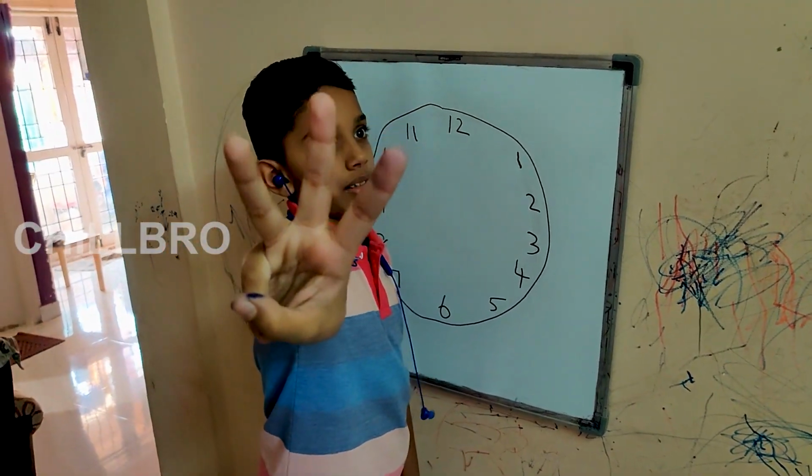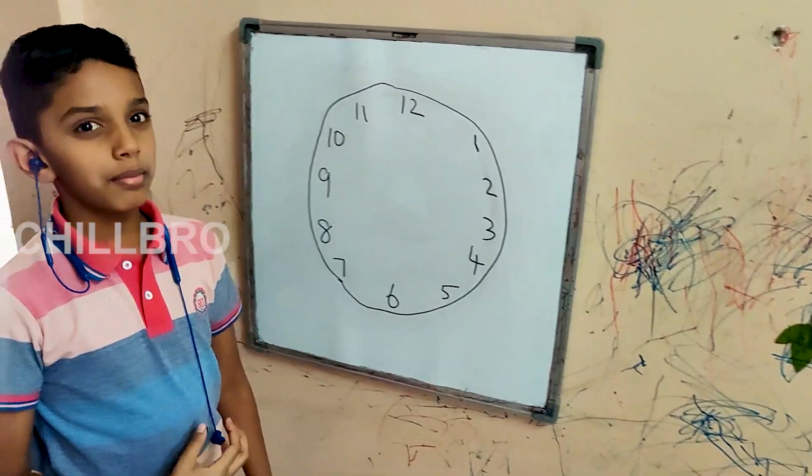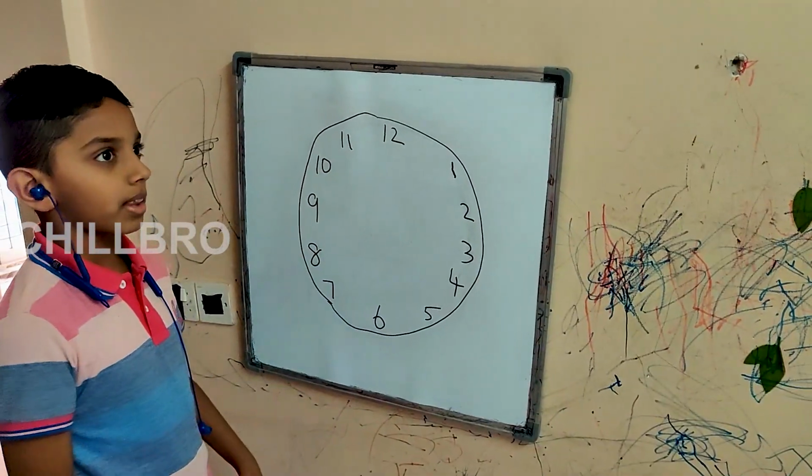Trick number 3. Please don't consider the scribblings because it's done by my sister. She's the artist. So please don't consider. Then let's go inside the mathematics.